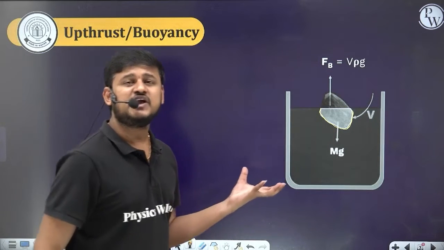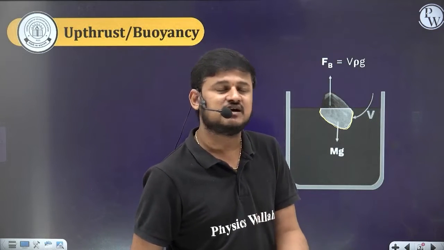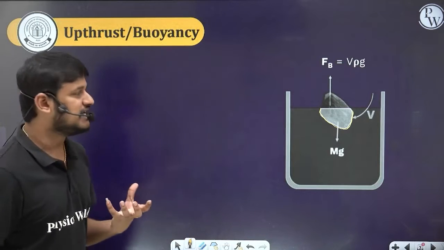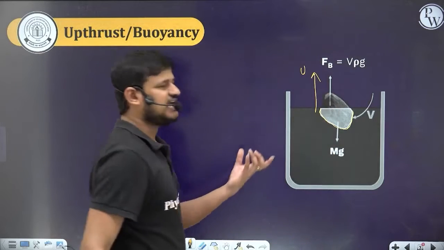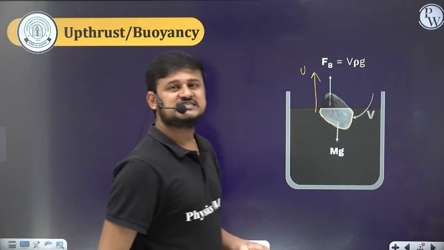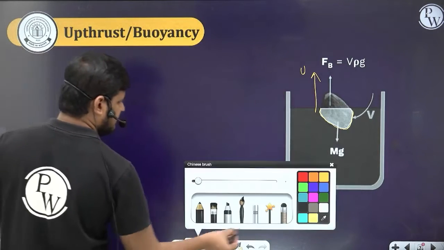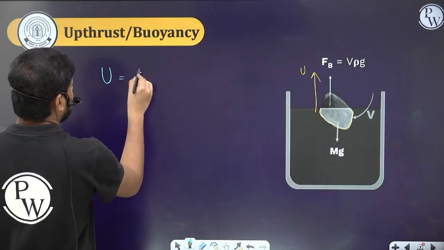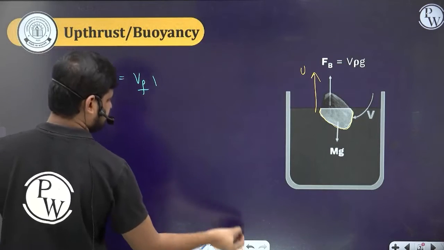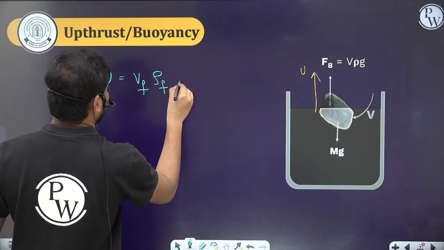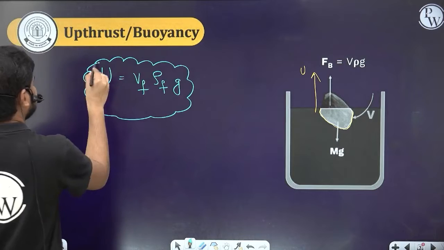There will be a force which acts upward when an object is immersed inside the liquid. That force we call the buoyancy or the upthrust. So what's the upthrust formula? Simply remember the formula: U equals Vf rho f into g. So this is the upthrust or buoyancy, which is denoted by U.